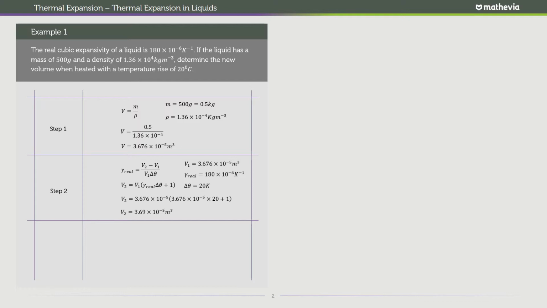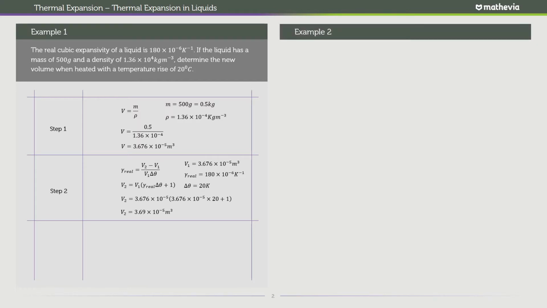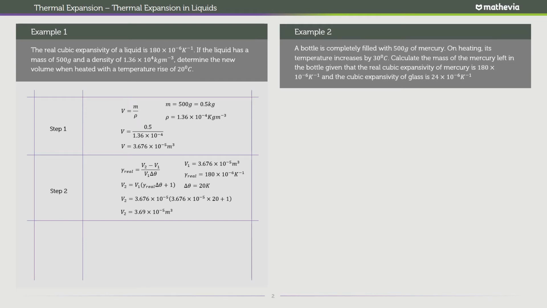Okay, that's our new volume. Very simple, very straightforward. Another example. Example 2. Now we have a bottle, so we have a container in this case, and we have a bottle that's filled with mercury, 500 grams of mercury, and on heating, its temperature increases by 30 degrees Celsius.